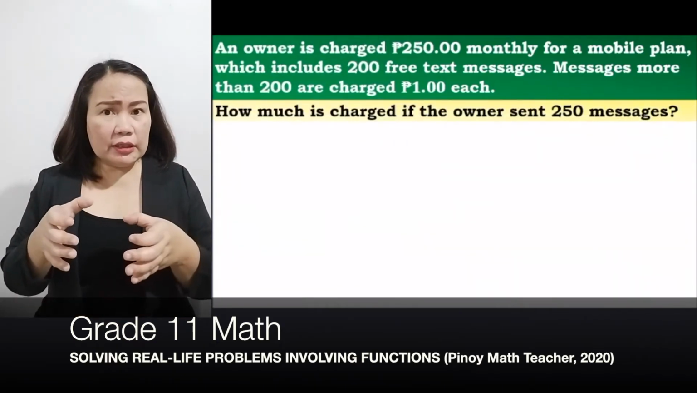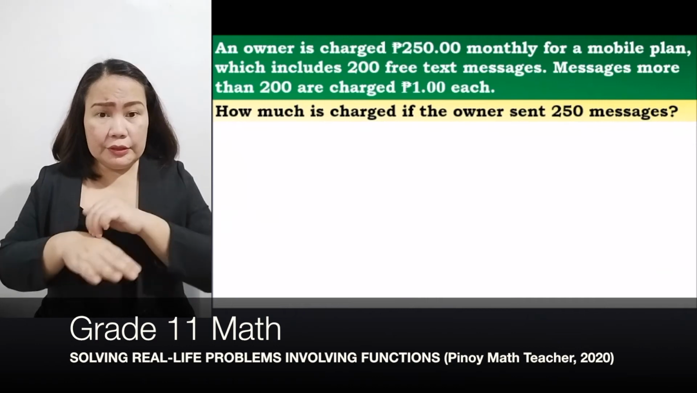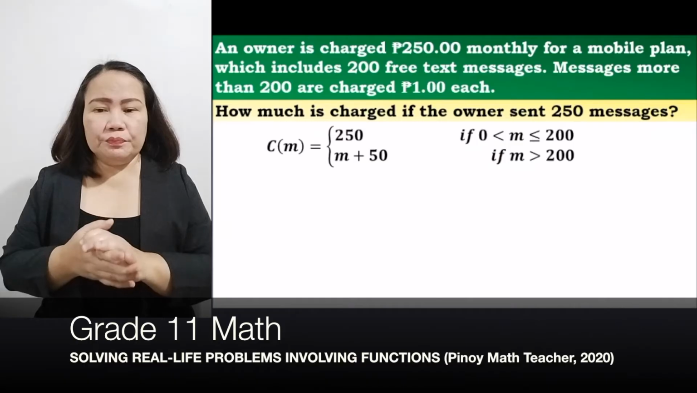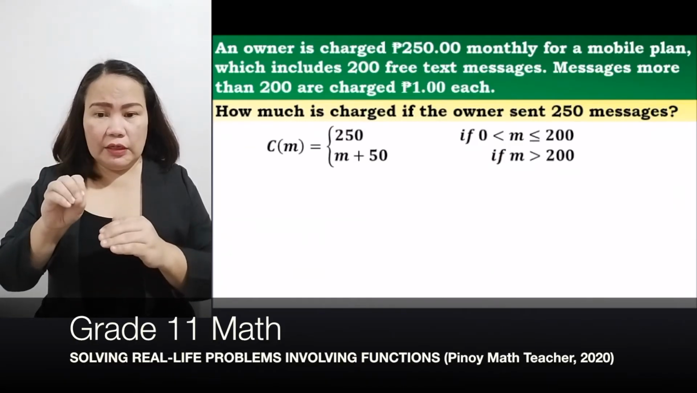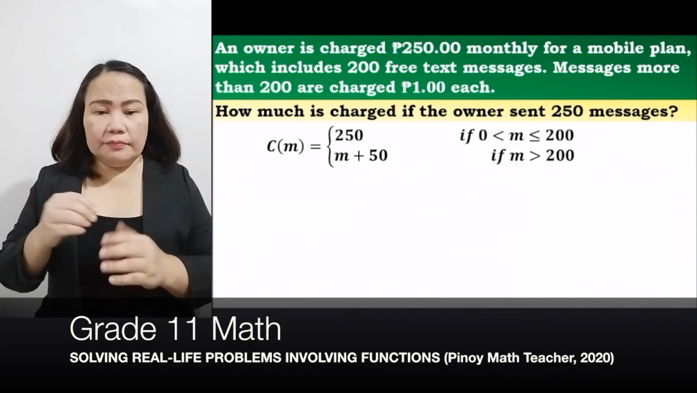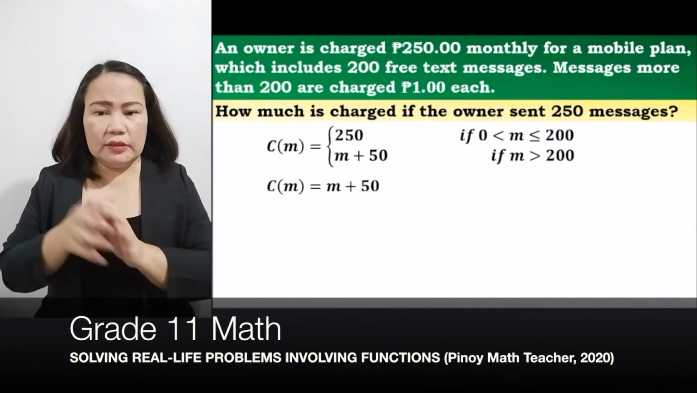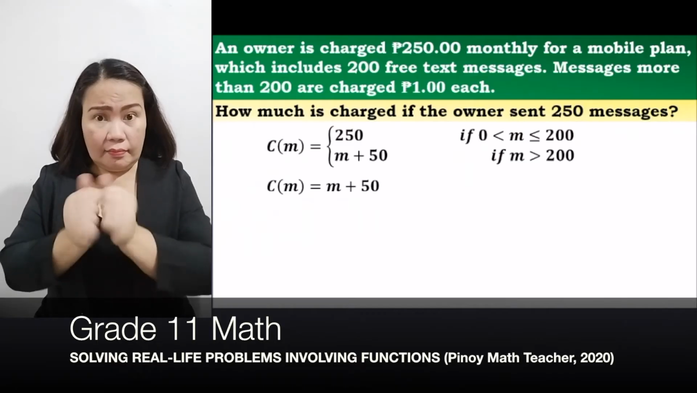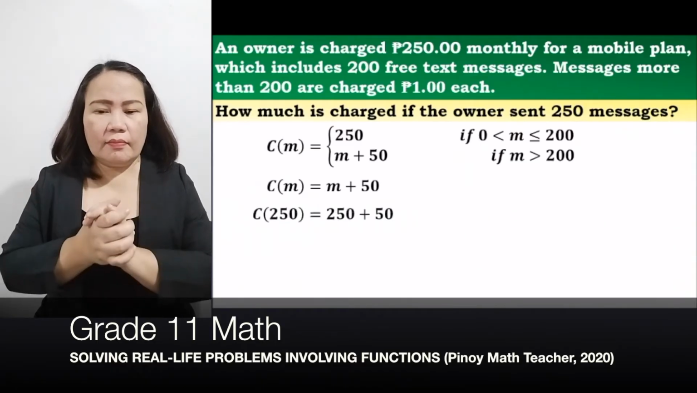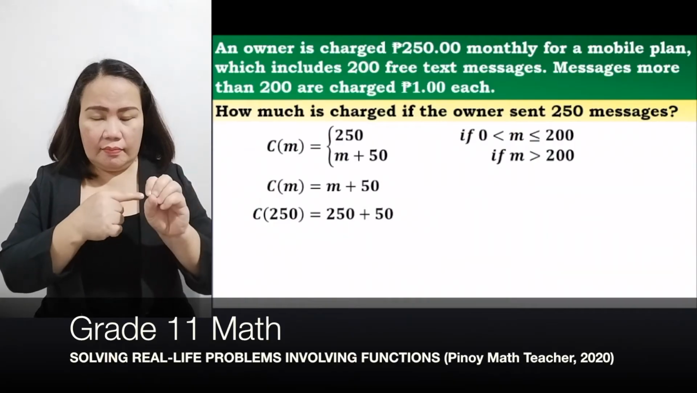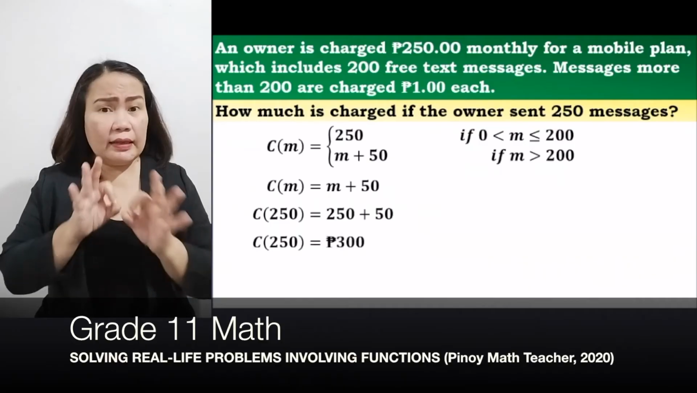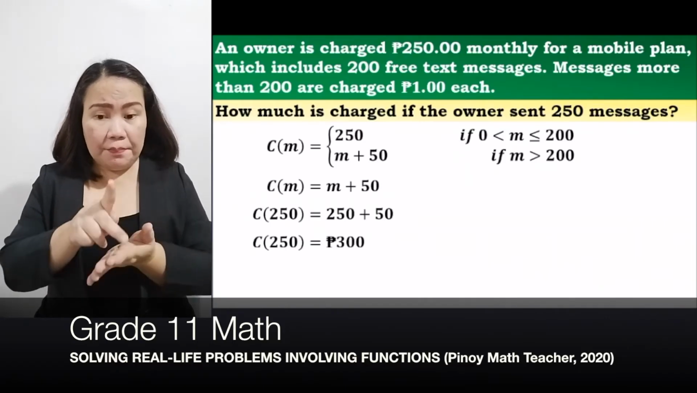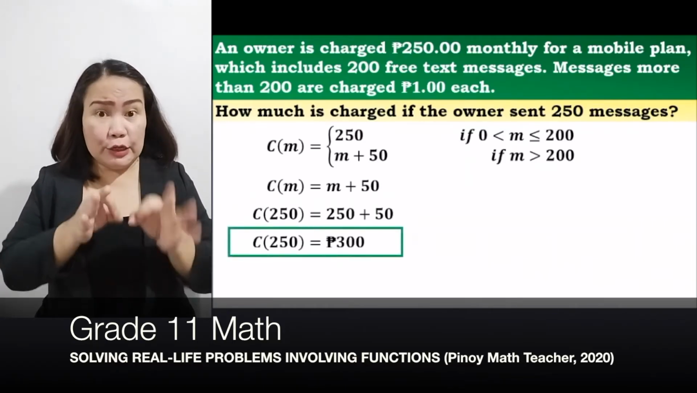How much is charged if the owner sent 250 messages? Okay, M equals 250, and 250 is greater than 200. So, ang gagamitin nating function ay C of M equals M plus 50. Replace natin yung M ng 250. Ayan, so 250 plus 50, that is 300. Okay, kung nakapag-send siya ng 250 messages, ang kanyang babayaran ay 300 pesos.